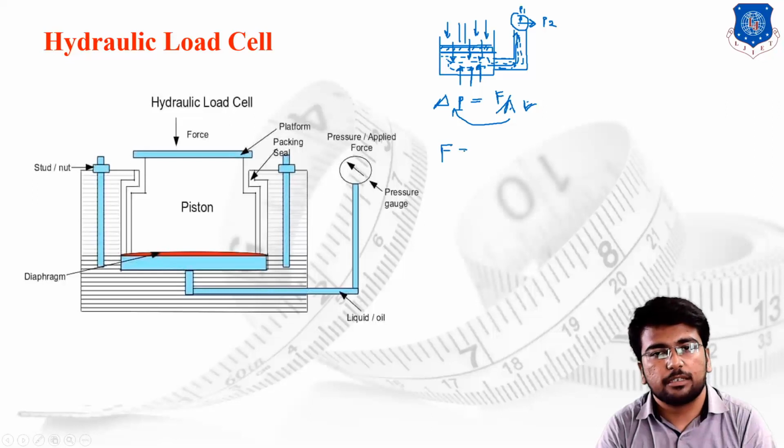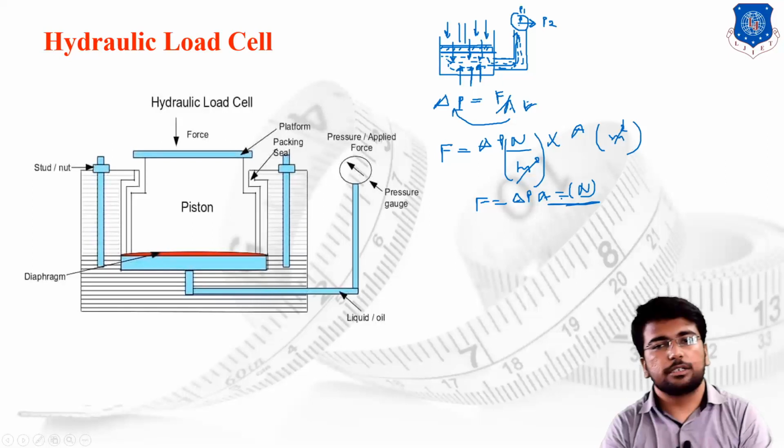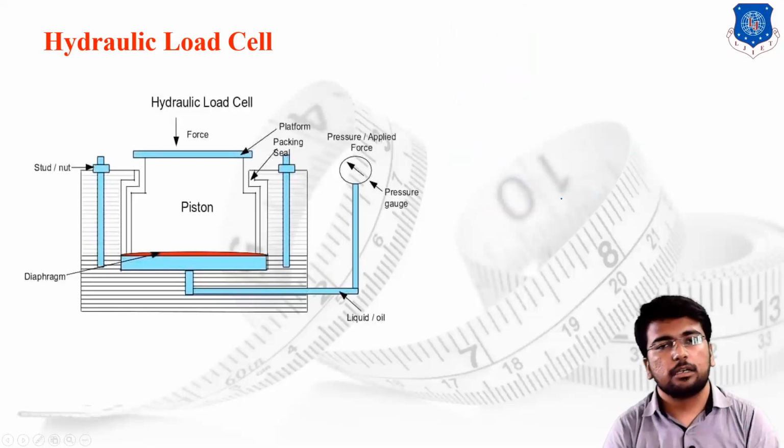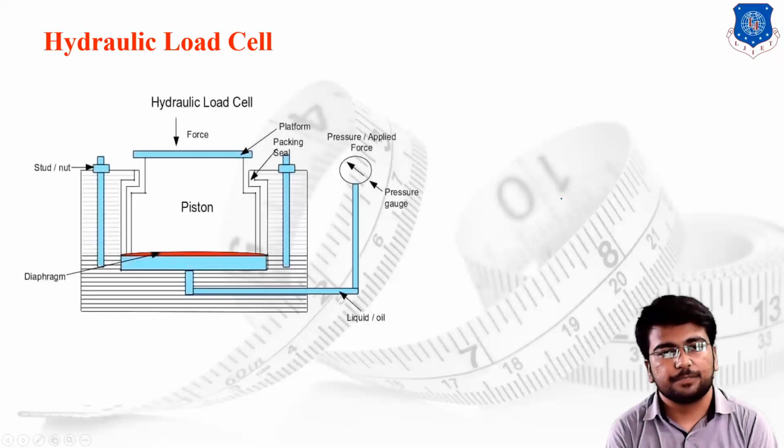You are supposed to find F. Delta P is in Newton per meter square, and the area is in meter square. So from the equation you can cancel the meter square on both sides. So F is equal to delta P into area, in terms of Newton, where Newton is the basic unit for the measurement of forces. So this is how we can measure using the hydraulic load cell.